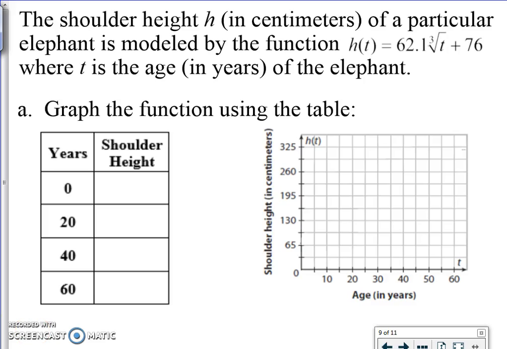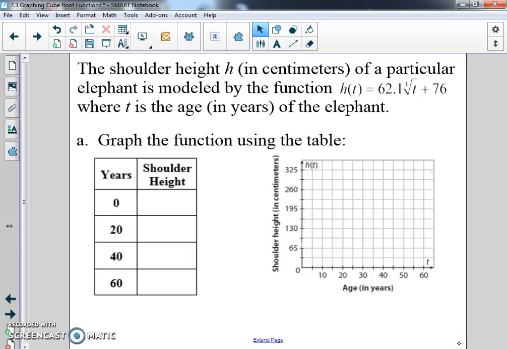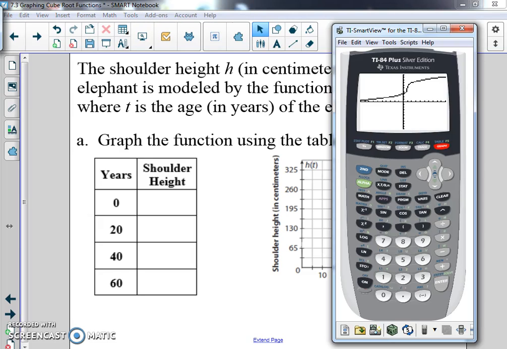All right, so we're going to finish up this lesson with a word problem. The shoulder height h in centimeters of a particular elephant is modeled by the function h of t is equal to 62.1 times the cube root of t plus 76, where t is the age in years of the elephant. So we're going to graph the function using a table. Well, the best thing we can do here is go back to our calculator and plug in our function and get the data values.